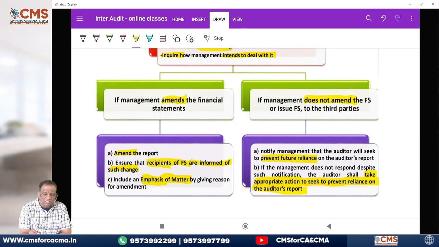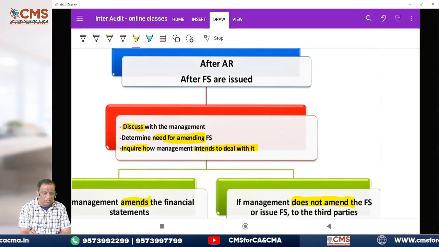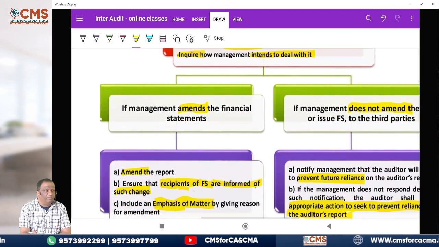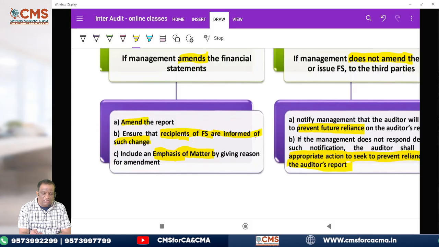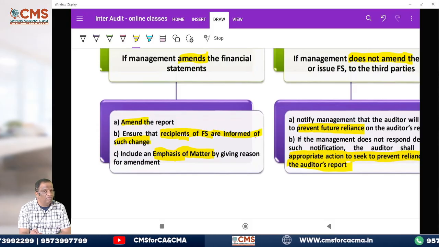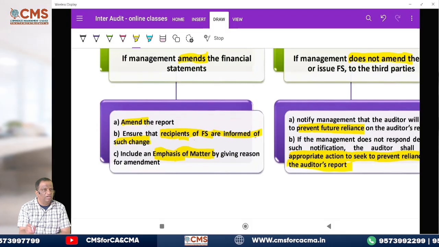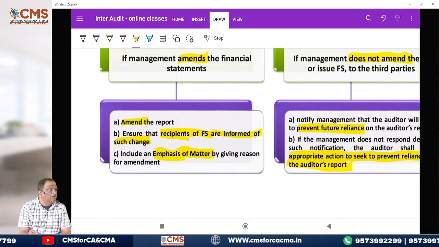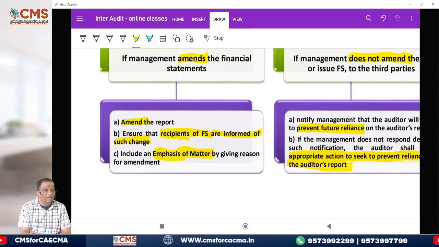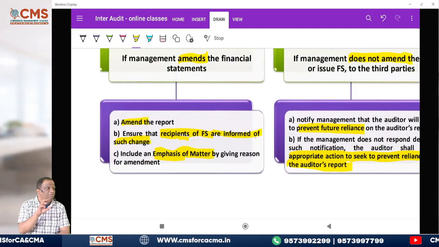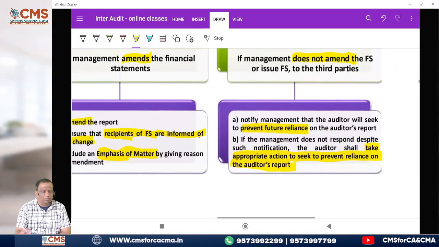So to repeat it, wherever you come to know of something after the financials are already circulated, if there is a need to amend and the management is willing to amend, you amend the report and you ensure that recipients of financials are informed, since one copy is already in circulation. You ask the management how you will tell them. Then the management says, don't worry, we will issue a letter not to go by this, and we are sending one more. And in the new amended report, you include an emphasis of matter detailing clearly this is what had happened, and we have corrected that mistake. So this is what you will do with the support of management.